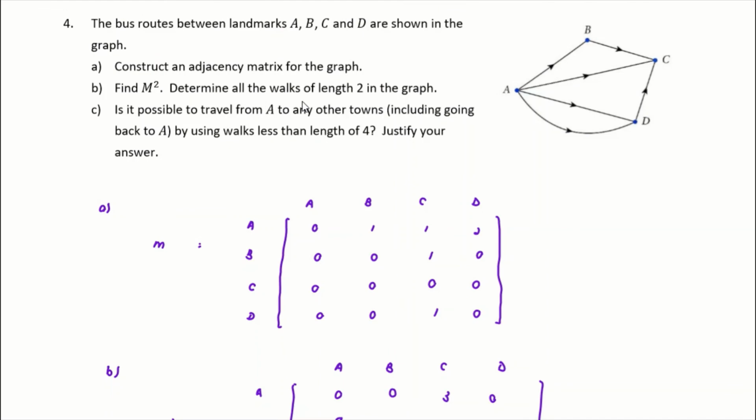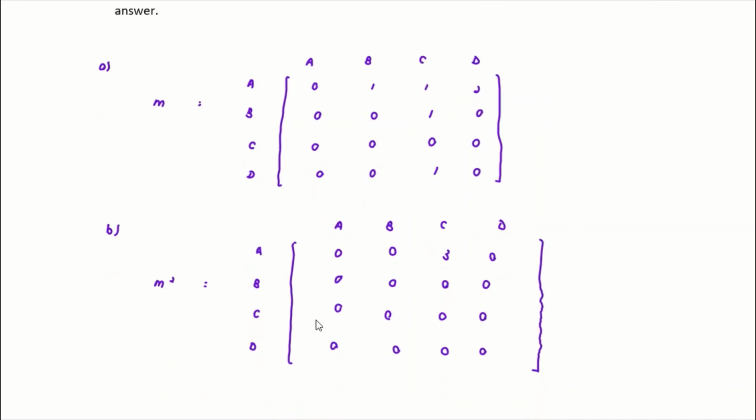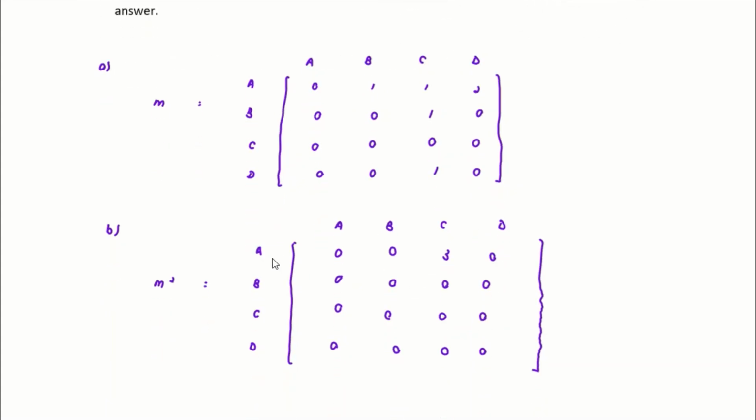So determine all the walks of length 2 in the graph. From the matrix of M square, you know that walks of length 2 exist only from A to C, where you have 3 walks. Other than that, it's all 0, which means in other words, it's not possible for you to reach any destination from B, C, or D by using walks of length 2. Okay, simple as that. So why is that?